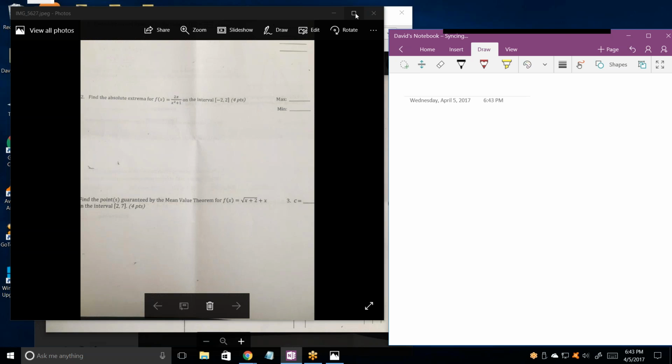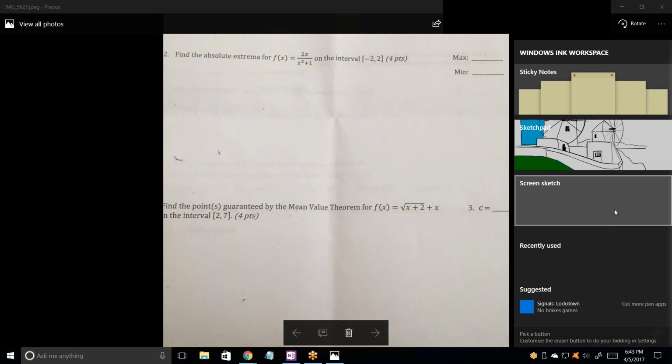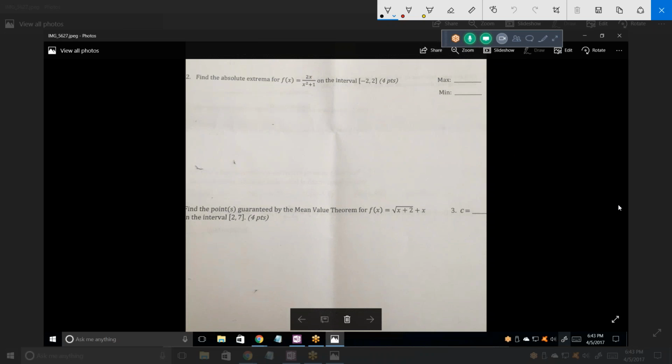Let me blow that up a little bit, and then do my thing. And now I can write on this. First of all, notice the denominator. Never 0. Whenever you have something squared plus a number, it's always positive. So there's no vertical asymptote on this.